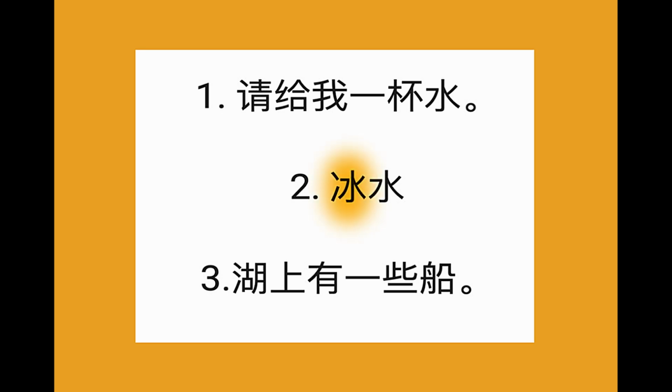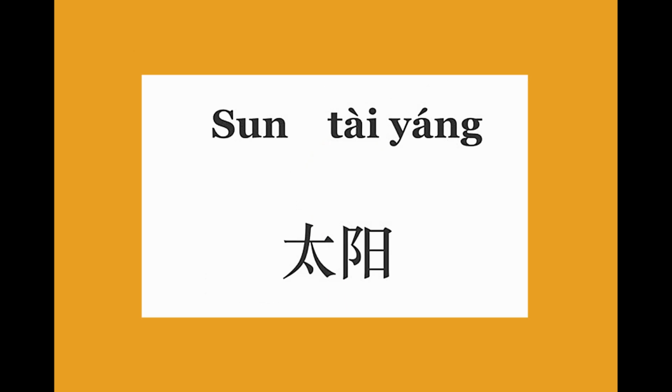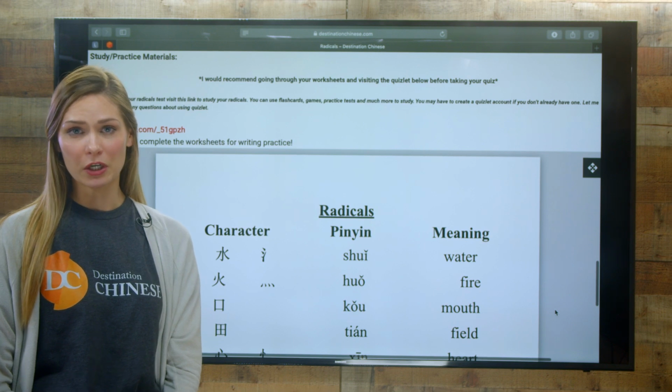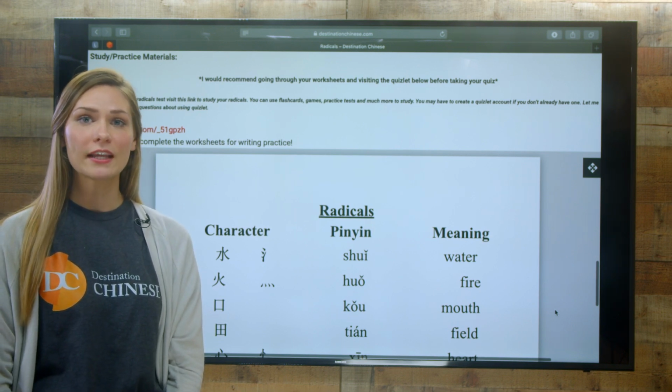Perfect job. So as you can see, this is an example of one of our vocabulary words that can be used as a radical on its own that cannot stand alone, or as a full character that can be used on its own or as a radical itself. And then last but not least, let's check out the characters for sun. 太阳. What radicals do you see? I would recommend going through your worksheets and visiting the Quizlet before taking your quiz.